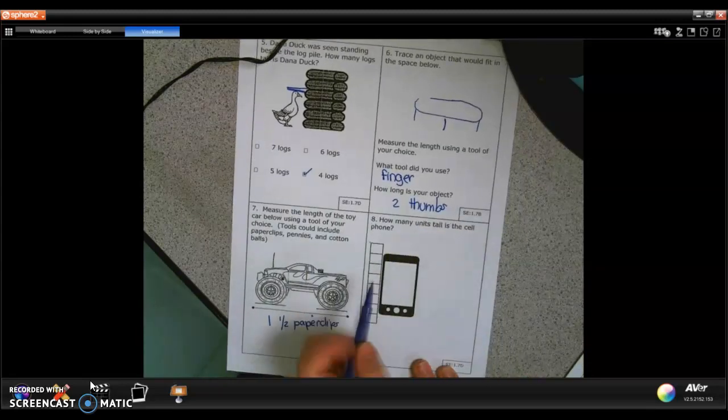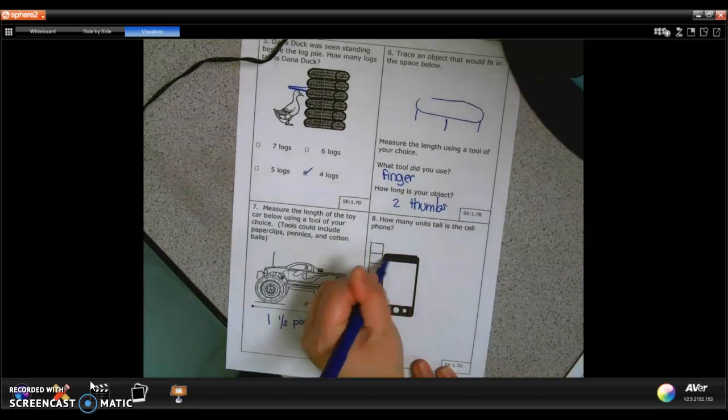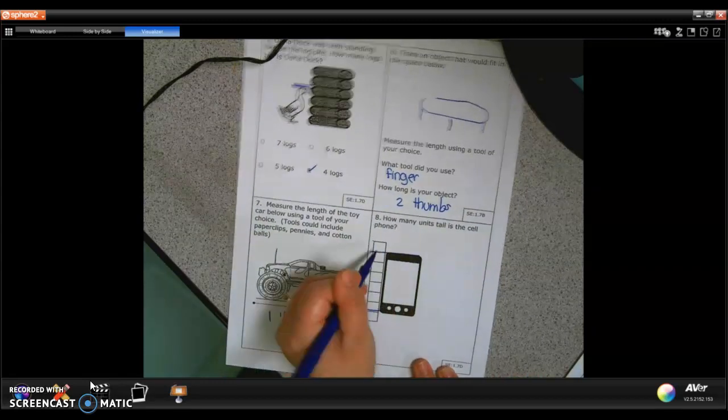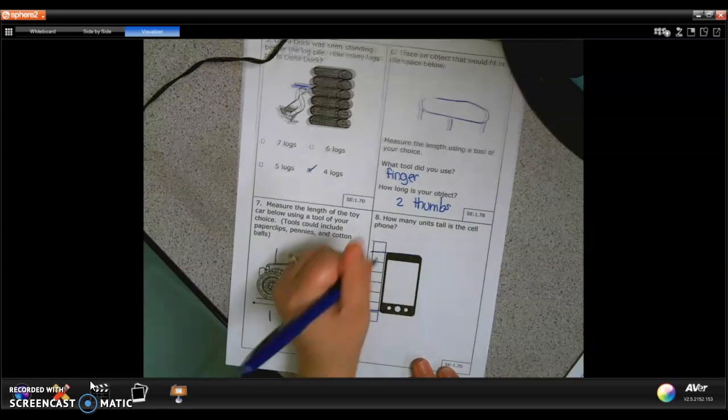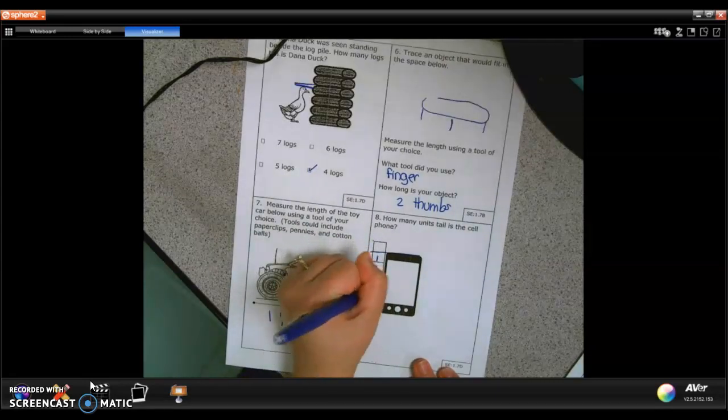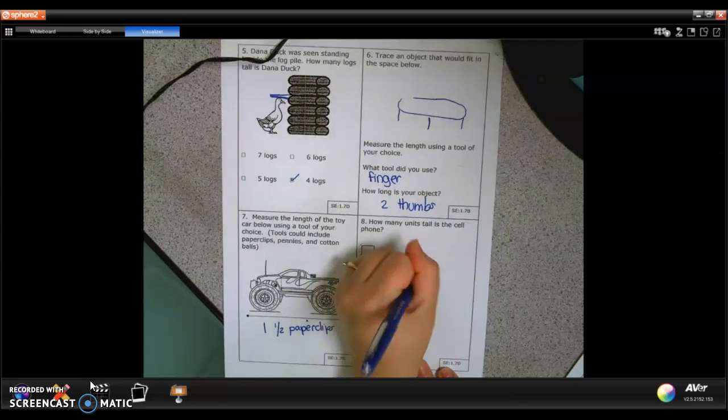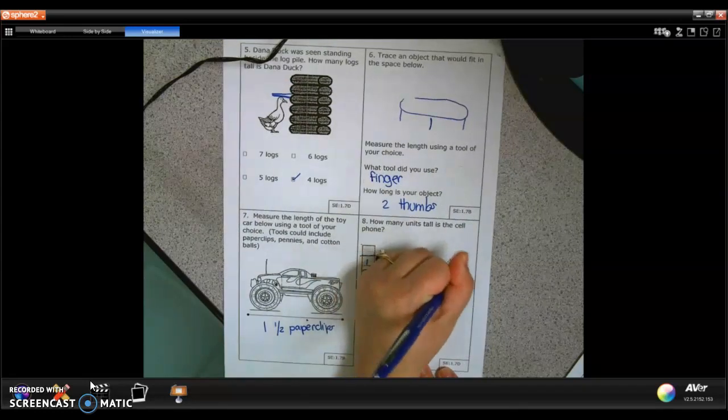How many units tall is the cell phone? Okay, well, I want to make sure I'm starting here and I'm ending here because the cell phone's not here and the cell phone's not here. So it's 1, 2, 3, 4, 5, 6. So it's 6 units tall.